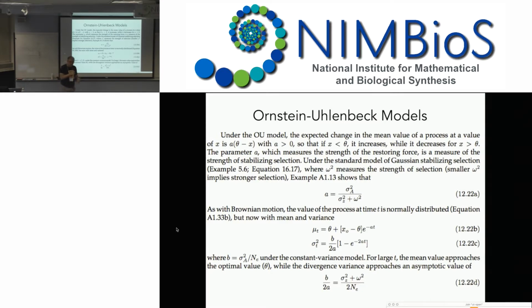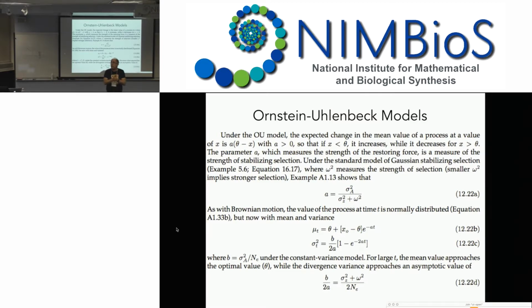The idea is, think about Brownian motion, the particle bouncing around. And think about putting that particle on a rubber band stuck at 0. As the rubber band gets stretched out, you get more restoring force. The larger A is, the more the restoring force back. That's an Ornstein-Uhlenbeck process, a model from physics. It's a good model for stabilizing selection.